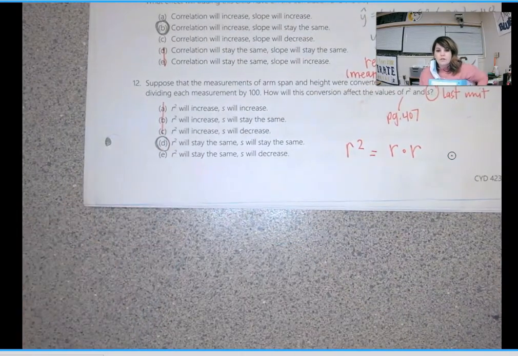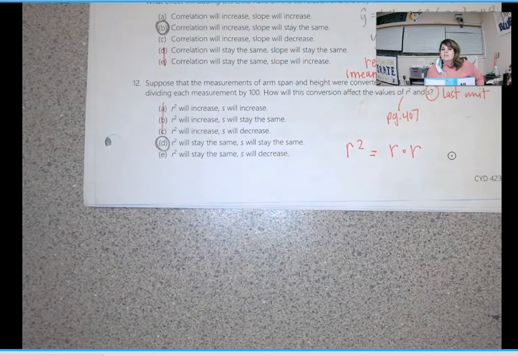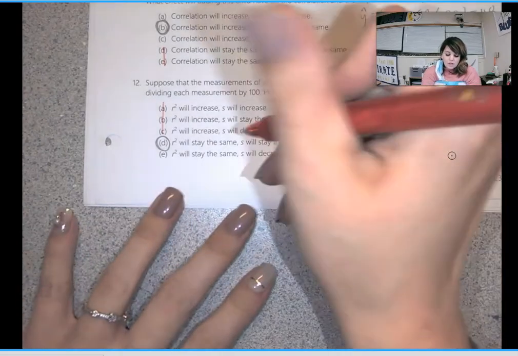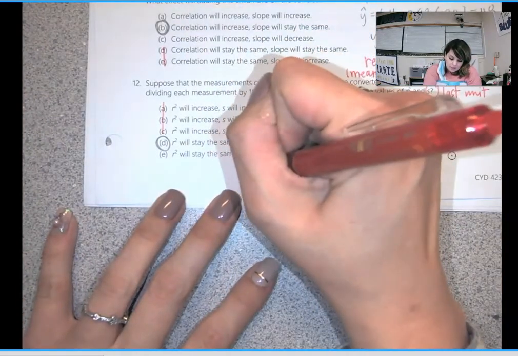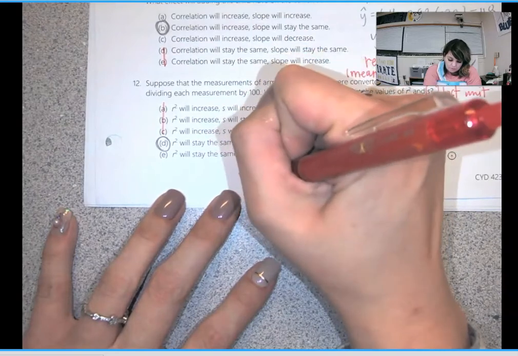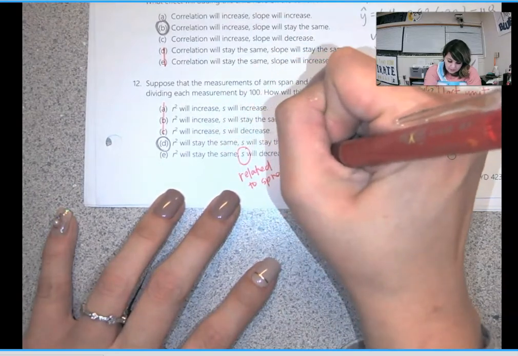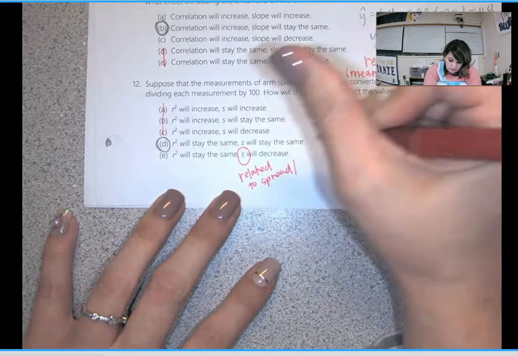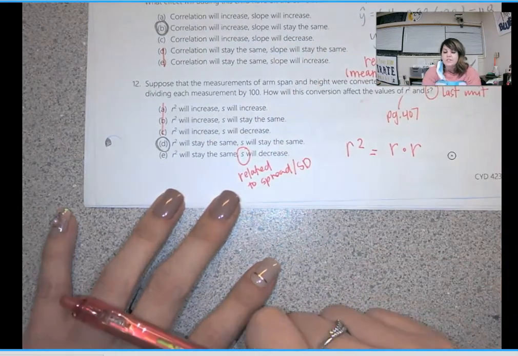So I know that R is going to stay the same, which leads me to choose between D and E. Well, what will happen to S? Remember that S has to do with distance. It has to do with spread. Like, it's the spread of your residuals. The best way that I can say it is that it's like the spread of your residuals. Now, S is related to spread, or you could think about it as standard deviation.